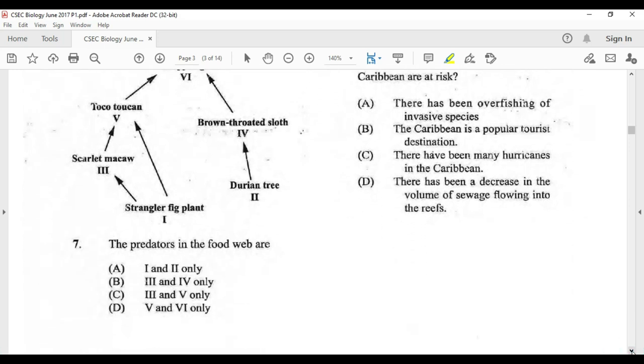Number 7: the predators in the food web are? The predatory relationship is sometimes used to refer to herbivory, a relationship between a producer and a primary consumer. But let's look at what is there. We have a producer, the fig, so that can't be predatory. The other tree there, durian, can't be involved either, so 2 and 1 are already out. The macaw is eating the fig. Let us see if there's a more suitable answer. When we look at 5, the toucan is eating the plant.